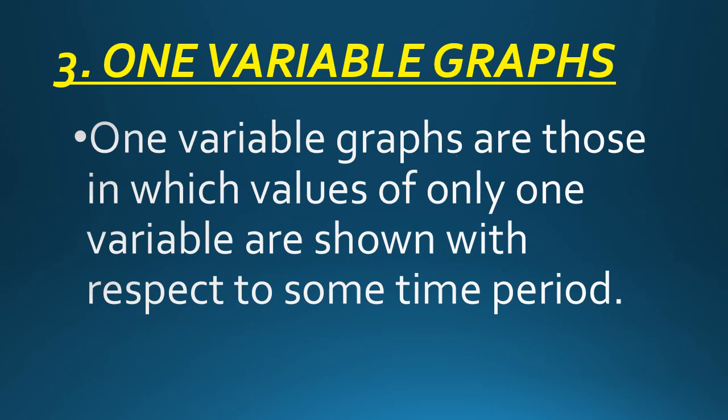Now see, there are two types of graphs, one variable graphs and two variable graphs. In this video, we are going to read about one variable graphs. One variable graphs are those in which values of only one variable are shown with respect to some time period. Basically, one variable graphs are those graphs in which only one variable is shown.